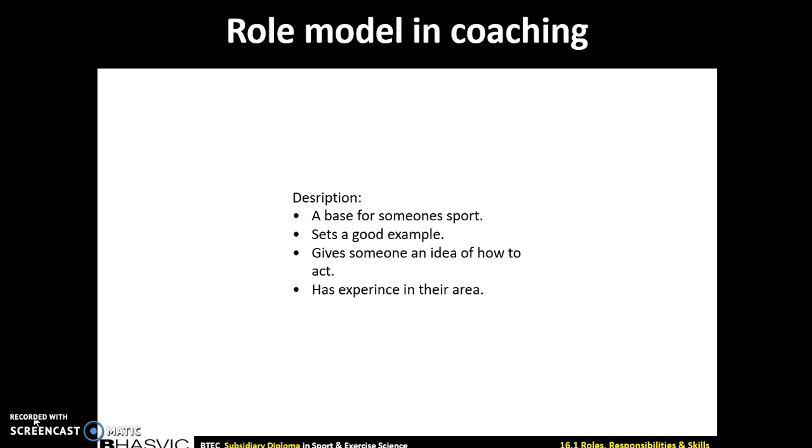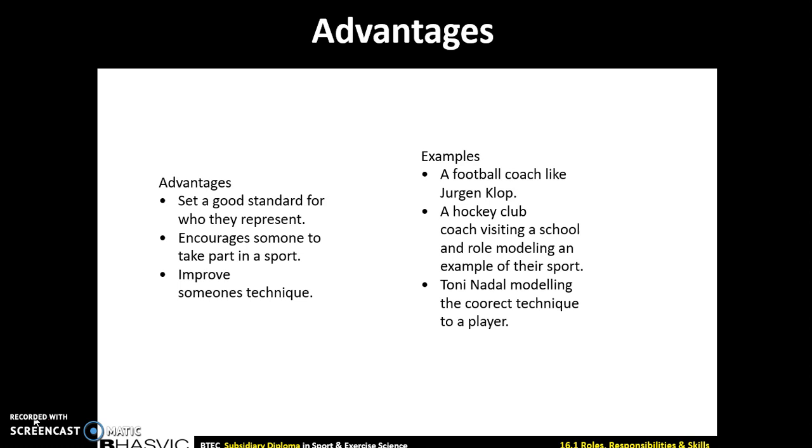The role model in coaching creates a base for someone's sport and allows them to get an idea of how to act. Also, a role model sets an example for others based on their experience in that area. The role of a role model in coaching brings many advantages.